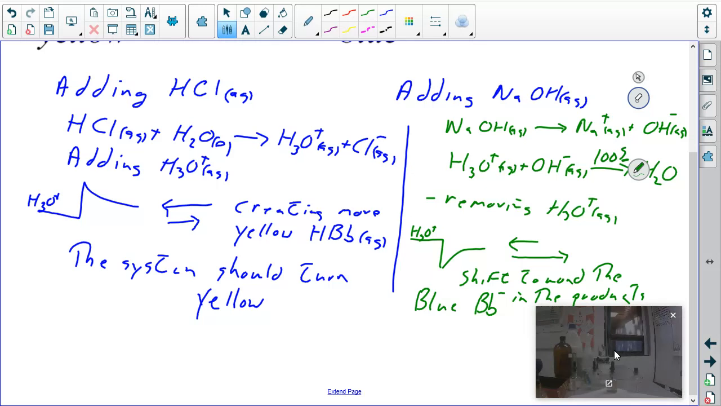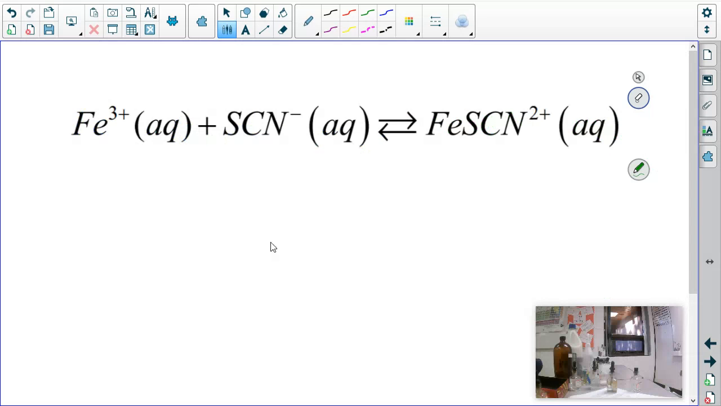Okay? And our third one is another guy here. Again, I'm just going to go to my page 701 because I can never remember these. This is a pale yellow. This has no color. And this is red. Okay? So the reason why we use this iron thiocyanate system is because of the different colors for this.